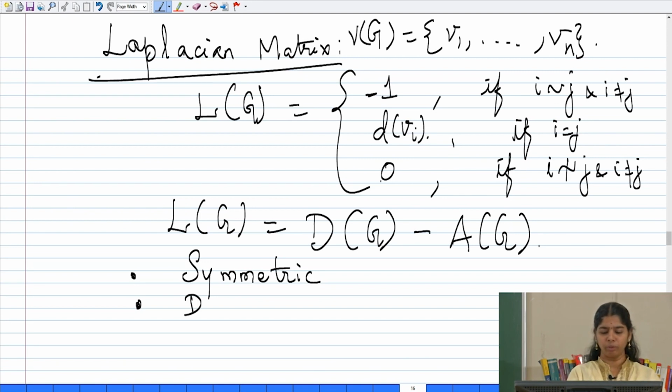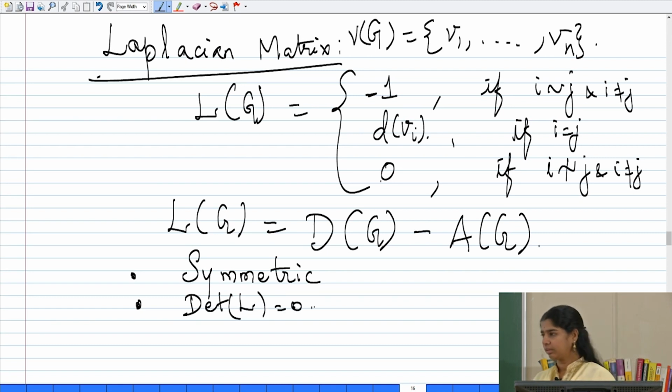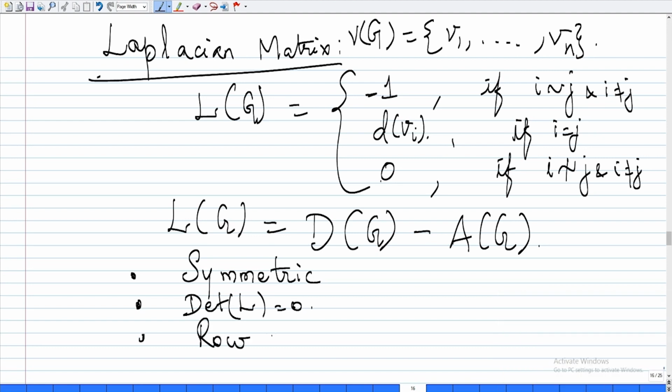And any other observation that we can make? Determinant is 0. So, always, why is it 0? If you look at any row and we sum all the elements, it will turn out to be 0. So, row sum and column sum, if you look at it, row sum of L is equal to 0 for any row, and column sums are 0. So, obviously, we expect the matrix to be a singular matrix, right. So, determinant becomes 0.